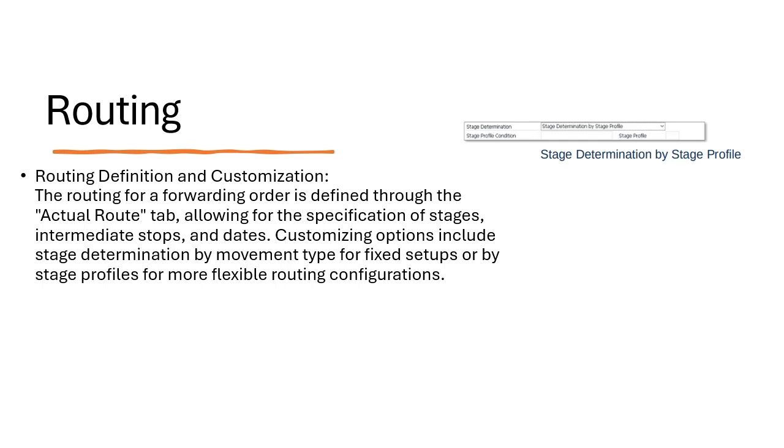So unlike stage determination by movement type, which also offers a fixed setup, stage profiles provide flexibility by allowing different stages to be assigned based on the forwarding order type. This flexibility allows stage profiles to be customized or set by a condition based on specific forwarding order data.